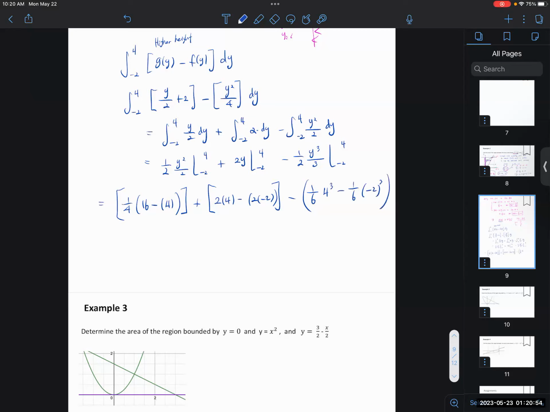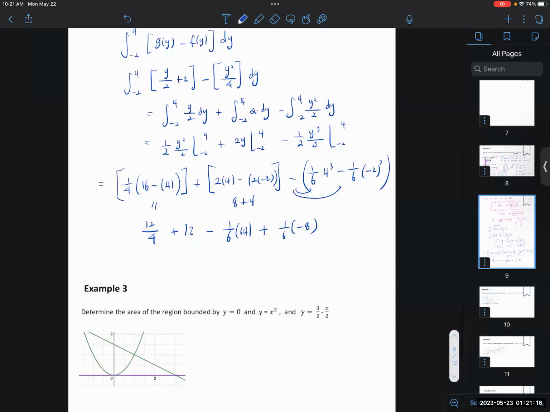So you're going to calculate each term. So 12 over 4 is 3. This is a plus 12. And then this is 1 over 12 times 4 times 4 times 4, 64. And then positive, double negative, 1 over 12 times -8. So you can plug this information into a calculator in decimal, and you will get the fraction.